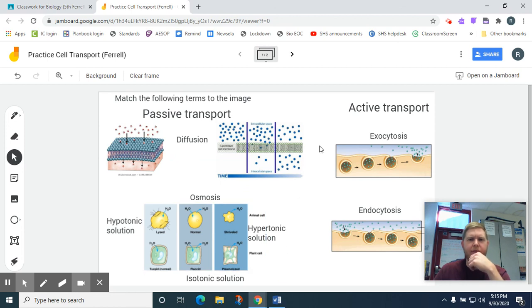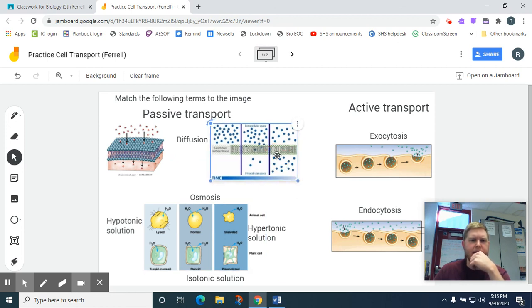All right, if we look, everything on this side, these things are passive. And if we look over here, these things are active transport. So this is the thing we've done in class, or you will do together. Hopefully this helps make sense.